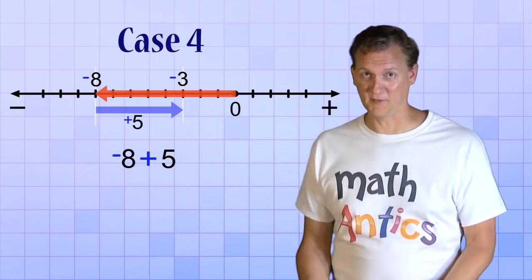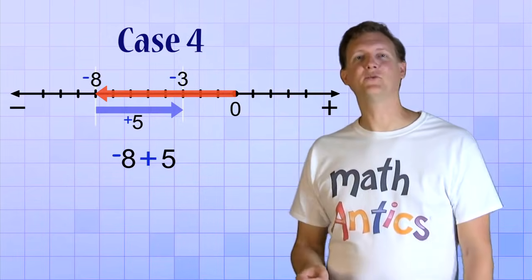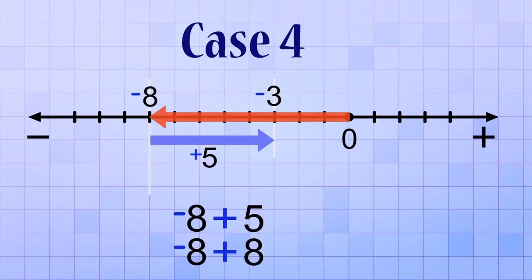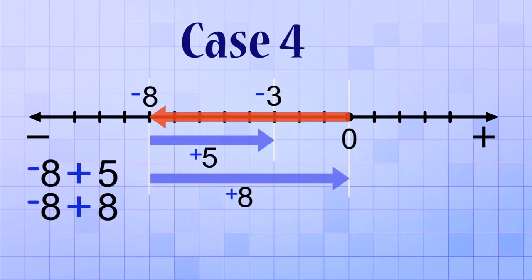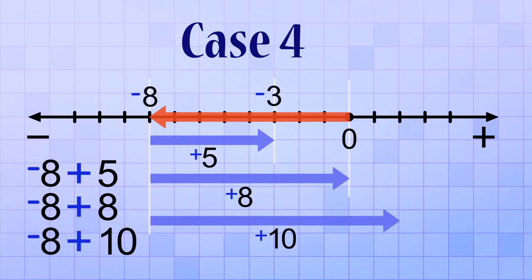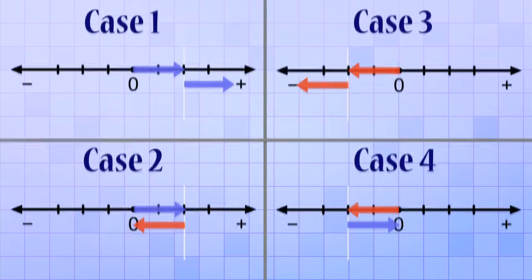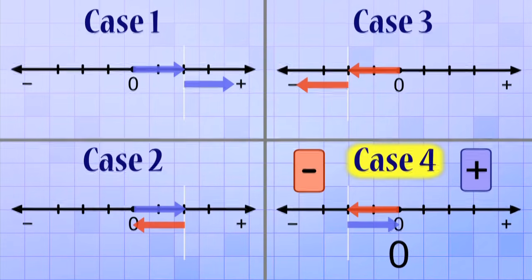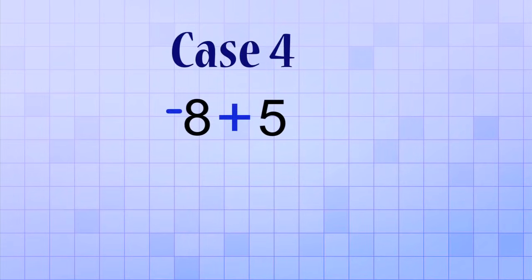But this looks similar to case 2, right? Imagine what would happen if you made it even more positive. You could add 8 instead of 5, and that would move you all the way up to 0. And if you added even more, like negative 8 plus 10, that would take you to the positive side of the number line and give you the answer of positive 2. So just like in case 2, the answer here can be positive, negative, or even 0, depending on the numbers you're adding. And just like before, there's another way this type of problem can be written.